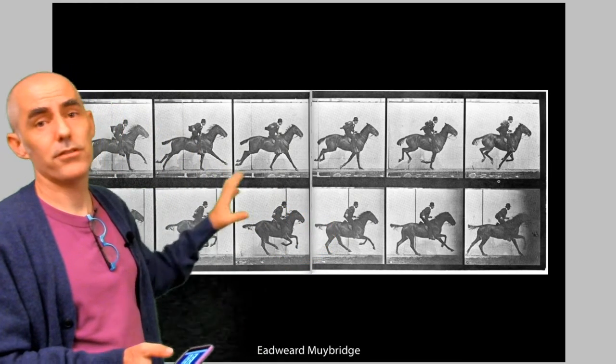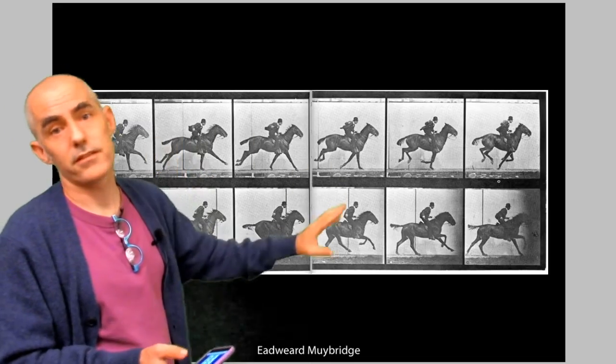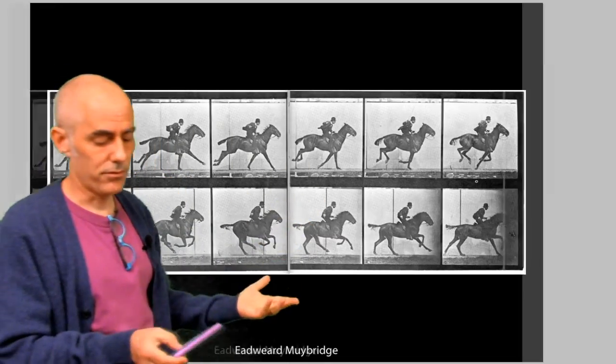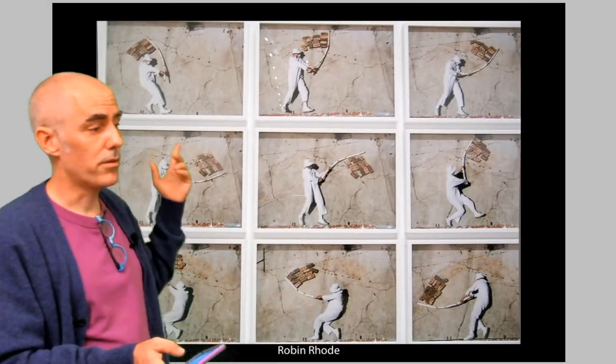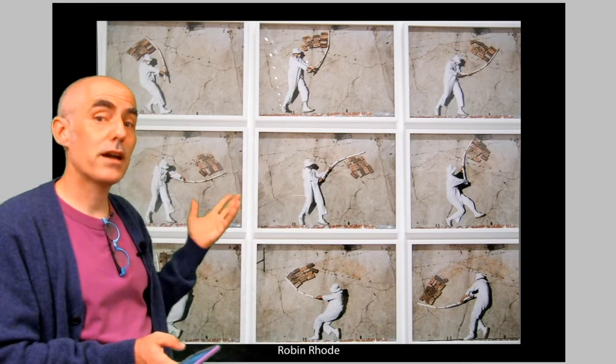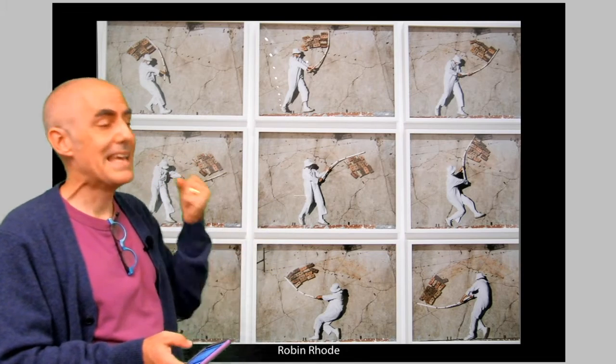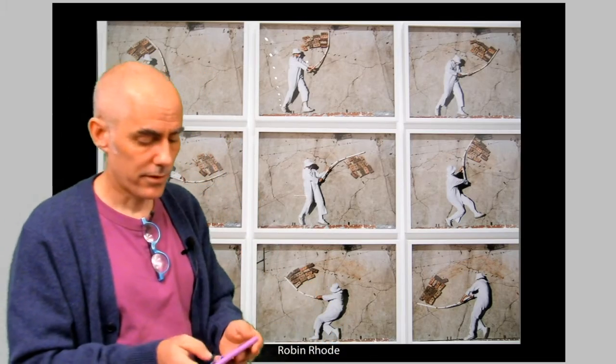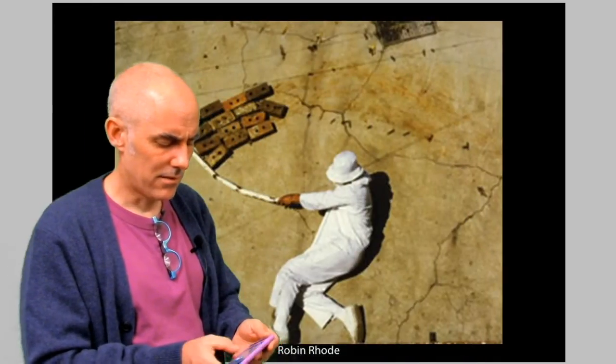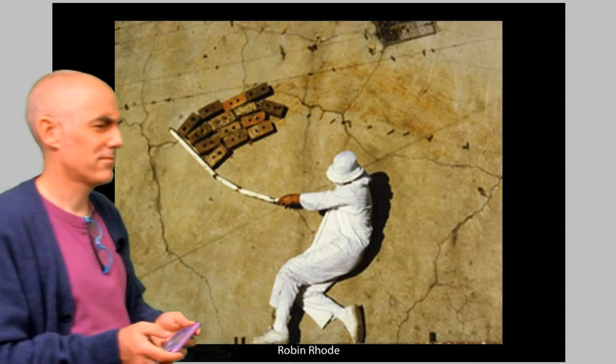But the camera couldn't show it, and so we put these things together to sort of bring back that illusion of motion. With Robin Rhode, there never was any motion, but he's using those same strategies, right, to fool us as a viewer into thinking there is some motion in these static, still objects. Yeah, it's really good. Like, love it.